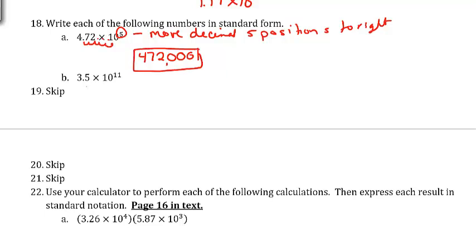In our next one, we have 3.5 times 10 to the 11th. So we only have one place to move our decimal point to get it to the end of the number. So that means I'm going to need to tack on 10 zeros. So 3, 5, and then 10 zeros. And put commas in after every 3.